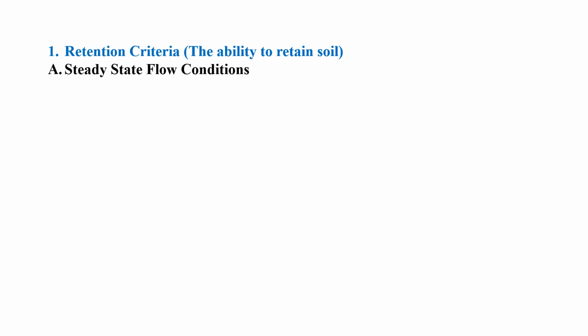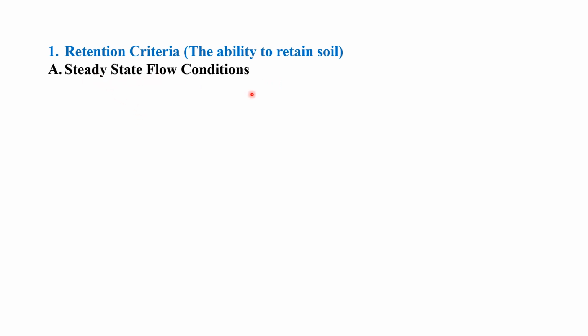Retention criteria consist of two things. When there is a flow of water, that means whenever we use a geotextile sheet or material for filtration or filter purposes, right? That means the geotextile should have the ability to retain soil, only water should pass, right? Soil should be retained. So two conditions are there.